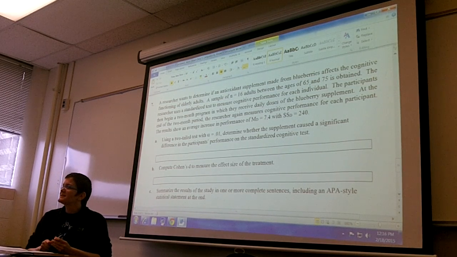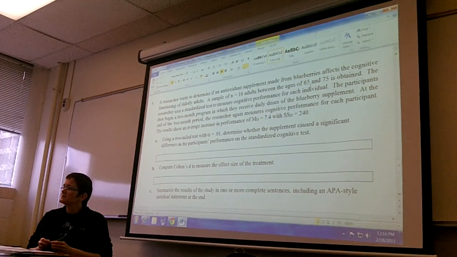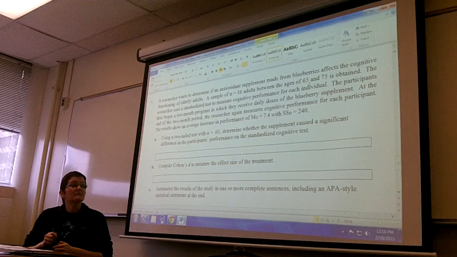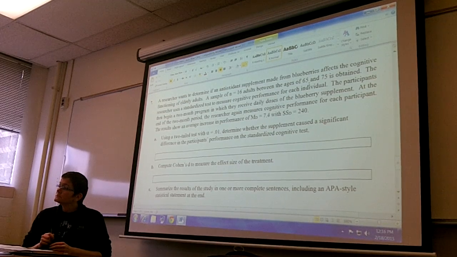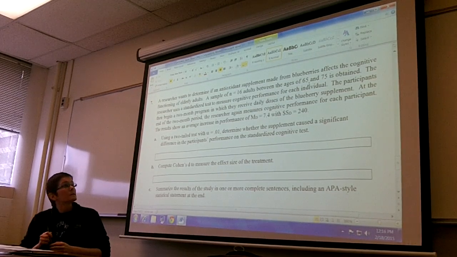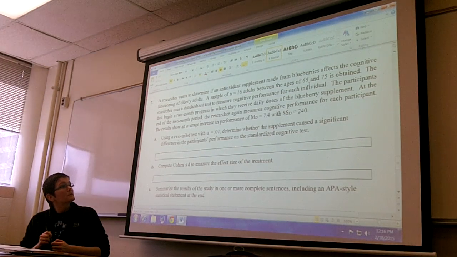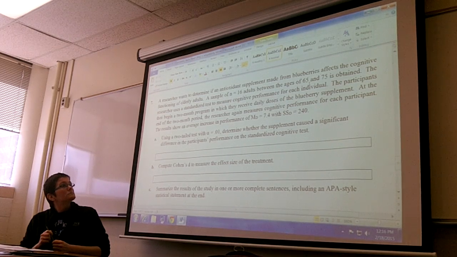There's lots of different ways you could say this, so it's not that there's a fixed answer. I mean, there are answers that would be right and answers that would be wrong. Elderly adults who take a blueberry antioxidant supplement have higher cognitive functioning than if they did not take the supplement. Okay, so that's close.